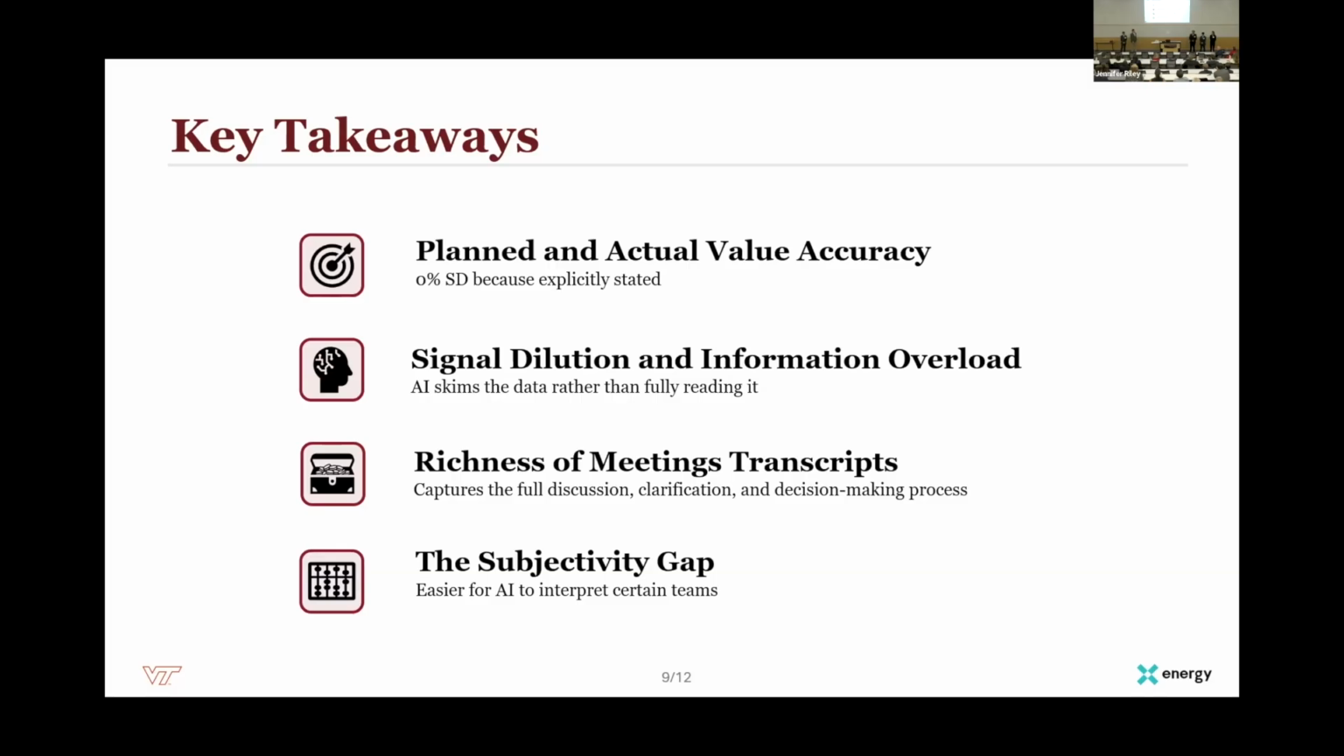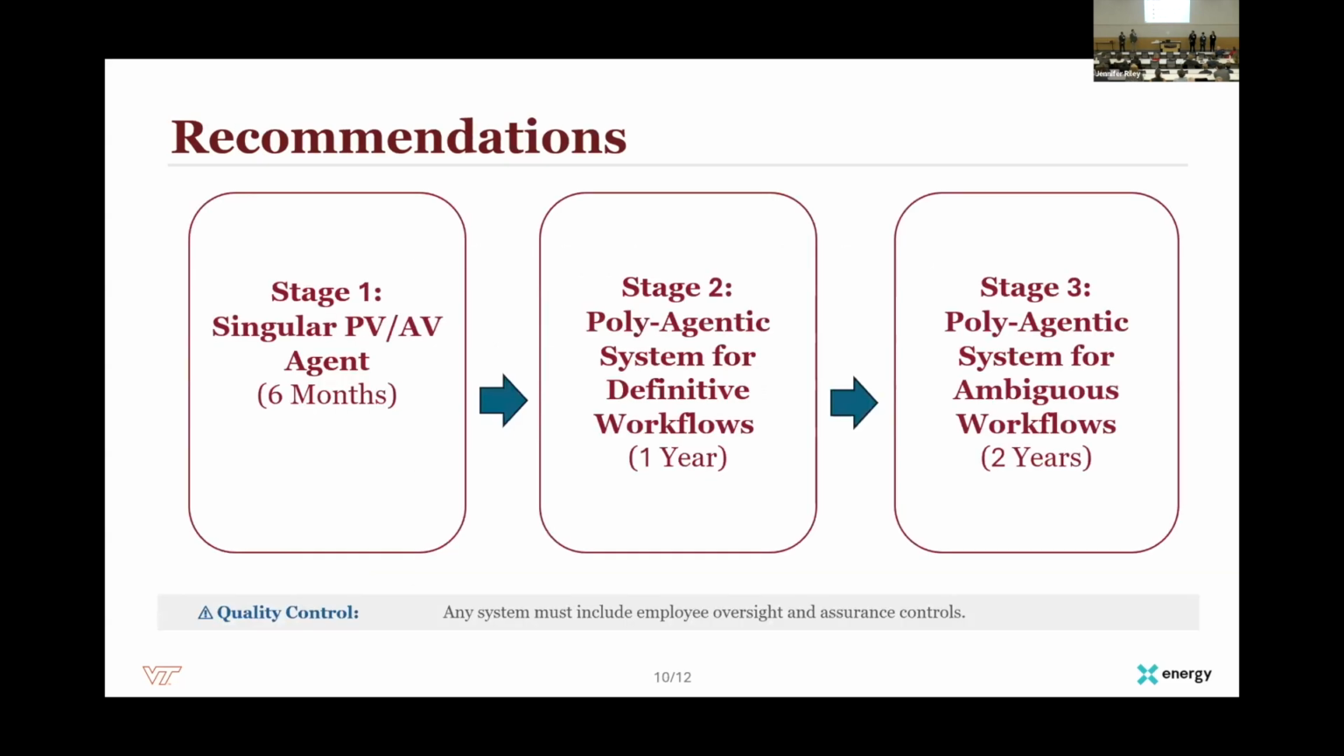And that essentially means that the model had an easier time understanding project progress for certain teams when project progress is more structured versus more ambiguous. Now I'll pass it to Grant to talk about our recommendations and next steps.